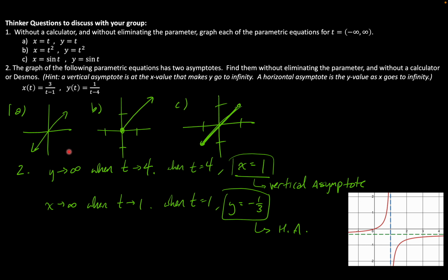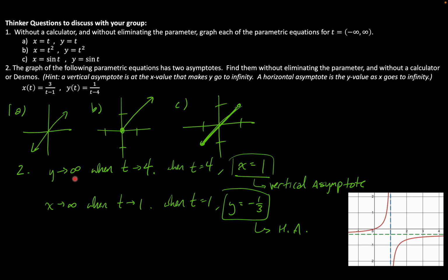So y approaches infinity when t approaches 4, because if I plug in a t value very close to 4, I would get 1 over 0. That's approaching infinity, plus or minus. So when t is 4, here I'm getting the infinite value. So if I plug that value of 4 into the equation for x, I get 3 over 4 minus 1. That's 1. And that's your x equals 1 vertical asymptote over here.